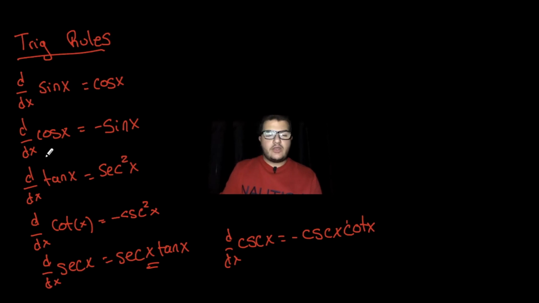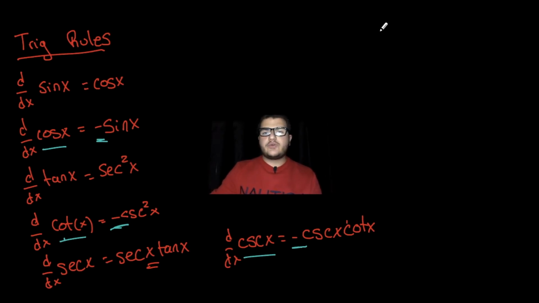And notice a little trick for you. All the co's, cosine, cotangent, cosecant, all their derivatives are negative. So make sure that when you're doing a derivative of a co on the exam, it's negative. All the other ones are positive, so watch out for that.